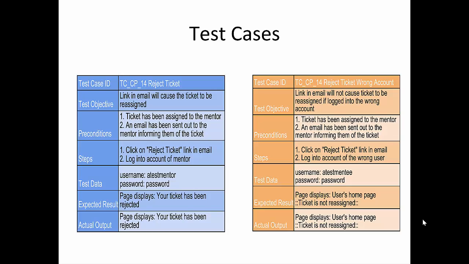For the rainy day, the link in the email will not cause the ticket to be reassigned if logged into the wrong account. The preconditions are that the ticket is assigned to the mentor and an email has been sent out to the mentor informing them of the ticket. The steps are to click on the reject ticket link in the email, and then secondly, log into the account of the wrong user. The test data for this case was a test mentee password, originally assigning the ticket to a test mentor. The expected result is the page displays the user's homepage, and the ticket is not reassigned. The actual output was the page displays the user's homepage, and the ticket was not reassigned.